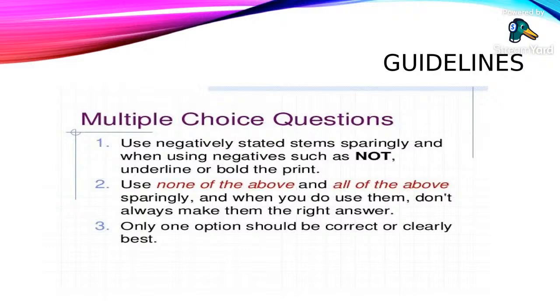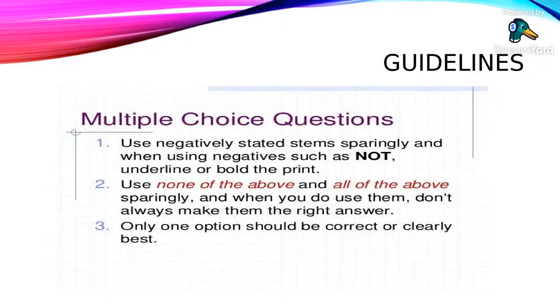All right, we have number two: use none of the above and all of the above sparingly also, and when you do use them, don't always make them the right answer. So here we can make use of none of the above. We can also make use of all of the above, but you have to use them sparingly. Only once in a while. And make sure that it's not always the correct answer. I'm not saying that you shouldn't make them the correct answer. What I'm trying to say here is don't always make that the correct answer.